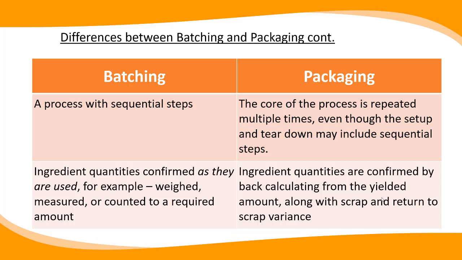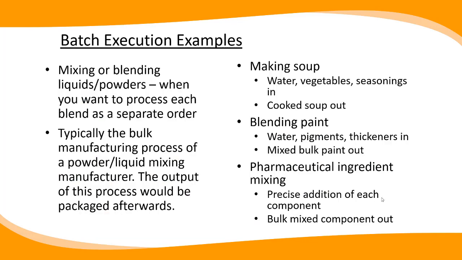In batching, ingredient quantities are confirmed as they are used. For example, they are weighed, measured, or counted to a required amount. In packaging, ingredient quantities are confirmed by back calculating from the yielded amount along with scrap and the return to scrap variance. Let's discuss some examples.